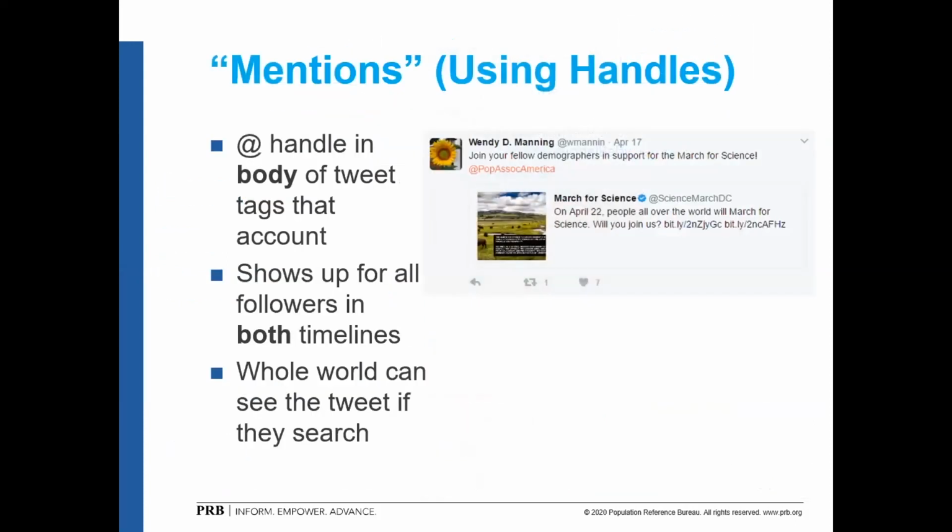So I talked a little bit about how we use handles, and I said that if you put a handle in the text or the body of your tweet, it tags that person. What that does is it lets the person know that you've talked about them in some way. They will get a notification that they've been tagged. The tweet also should show up in both your timeline and the timeline of the person you tagged, and the whole world can see the tweet if they search for it.